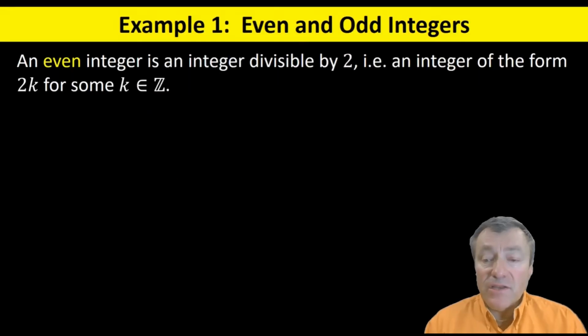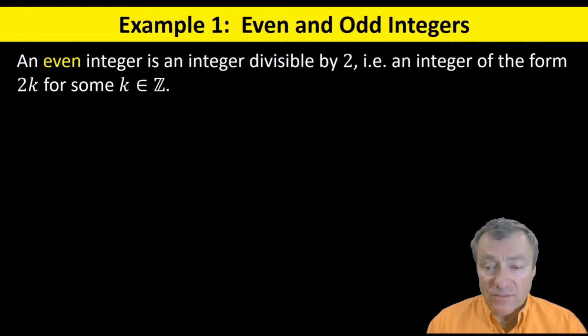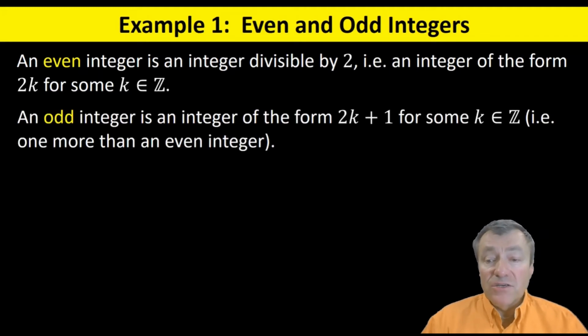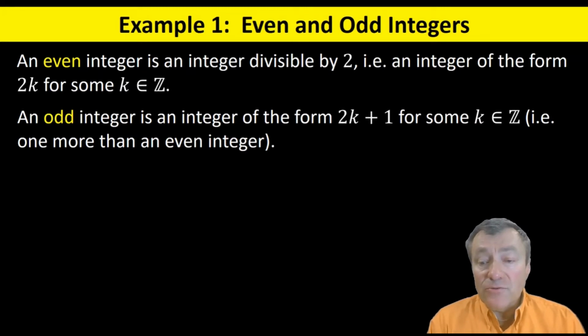Now, a subtle point in our previous video is the fact that every integer is either even or odd. This fact, which you may have taken for granted, requires proof by induction. We need to first define our terms. An even integer is one which is divisible by 2. In other words, it is an integer of the form 2 times some integer. An odd integer is an integer that is one more than an even integer. In other words, it is an integer of the form 2k plus 1 for some integer k.